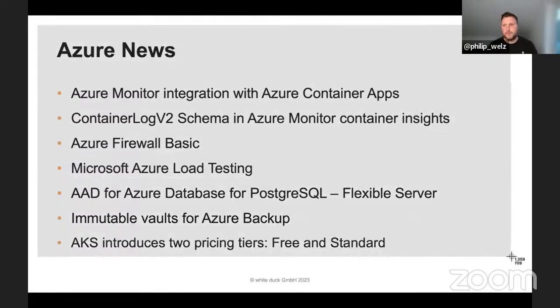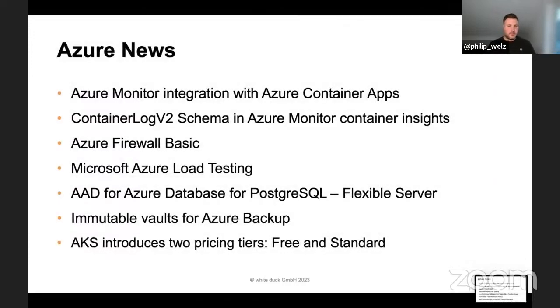Then we have the Azure Firewall Basic. This is aimed more at small and medium-sized companies, which don't need the high SKUs and can use Azure Firewall at a better price than the other firewall SKUs. This is a really good thing for Azure Firewall. Also generally available is now Azure Load Testing, which is another way of testing your applications besides chaos engineering. You can test the load on the application.